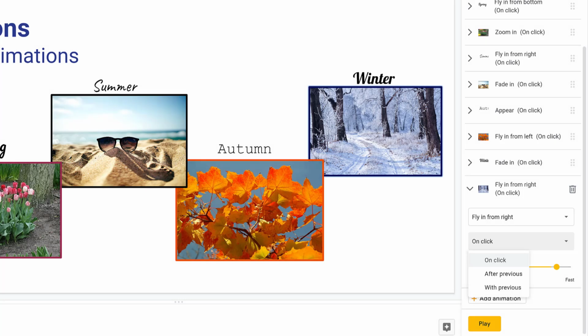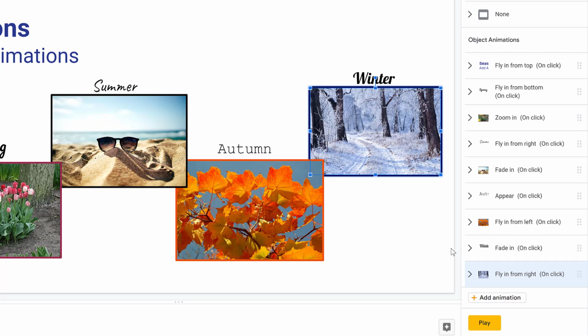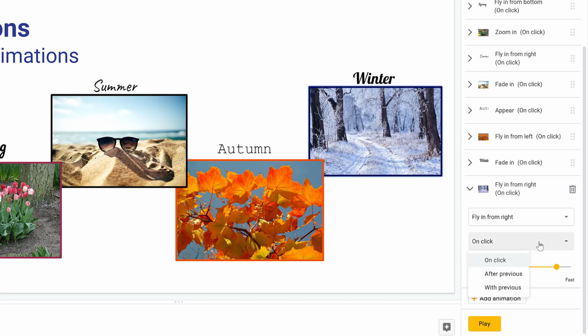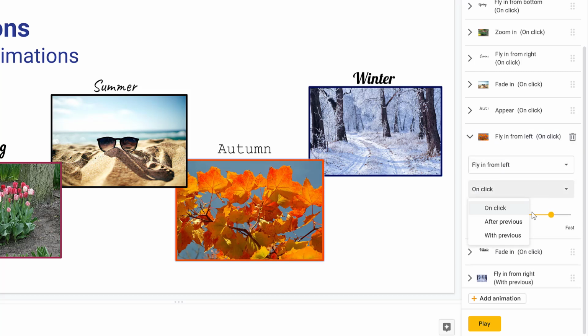Let's take a look at how they all work. We already know what On-Click does, so let's look at With Previous. Select the winter image and switch the start to With Previous. Now it will start at the same time that the text appears on the screen. Select a different image and change its start to After Previous. You will only have to click your mouse once for the first animation to show, and the next animation will appear immediately after the first.